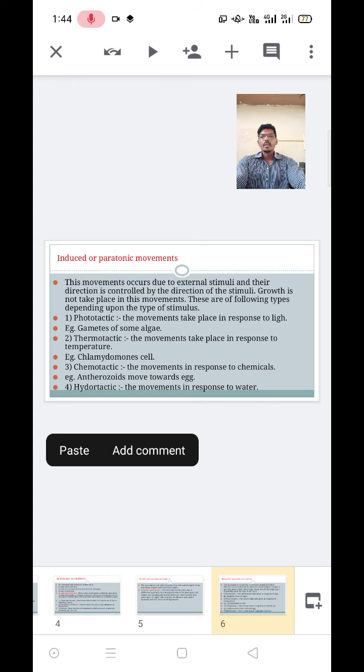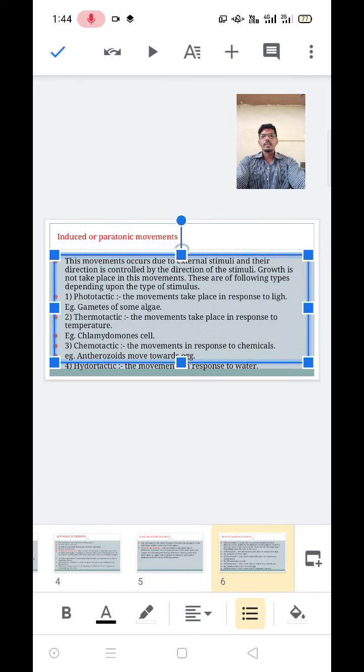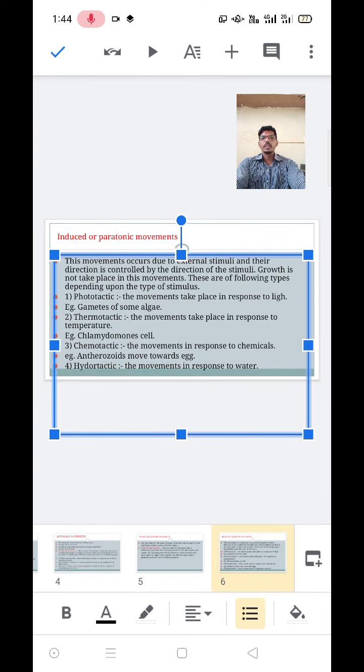Third one is chemotactic: the movement that takes place in response to chemicals is called chemotactic. Example is the antherozoids moving towards the eggs. The last one is hydrotactic. Hydrotactic means the movement in response to water. These are the induced or paratonic movements.